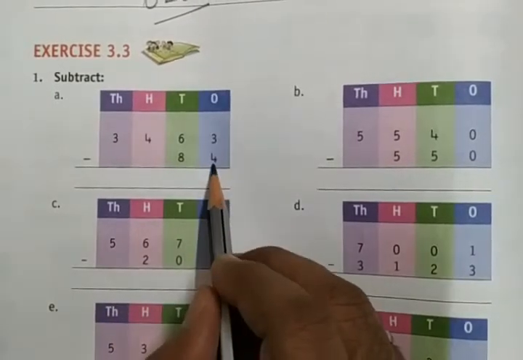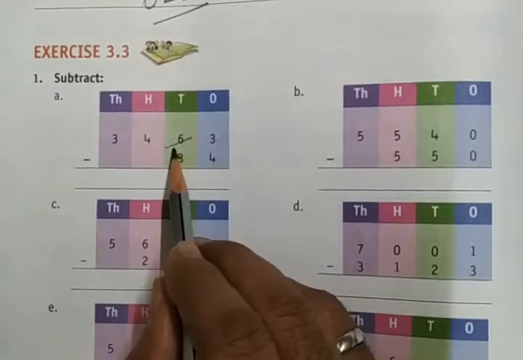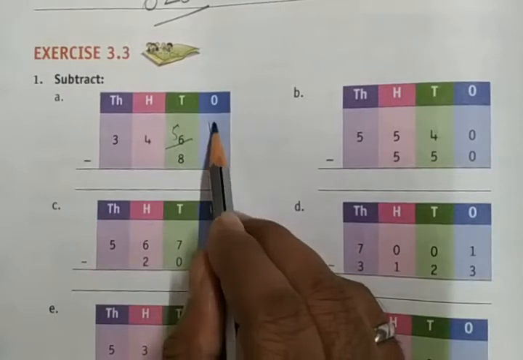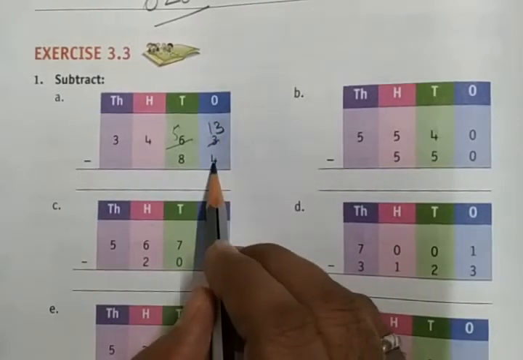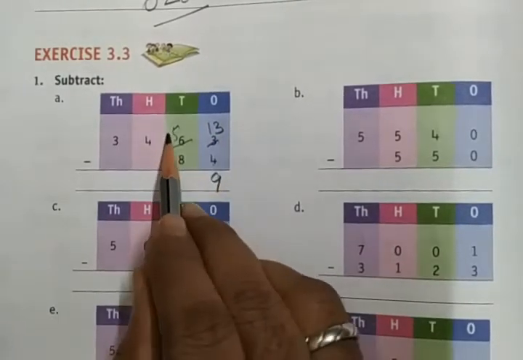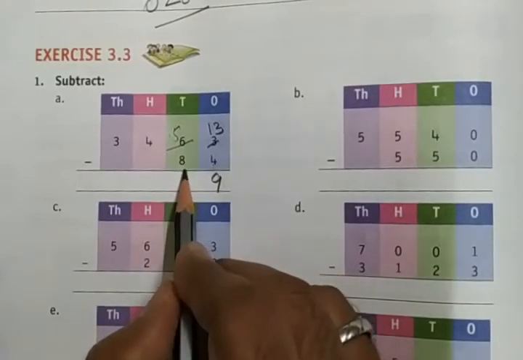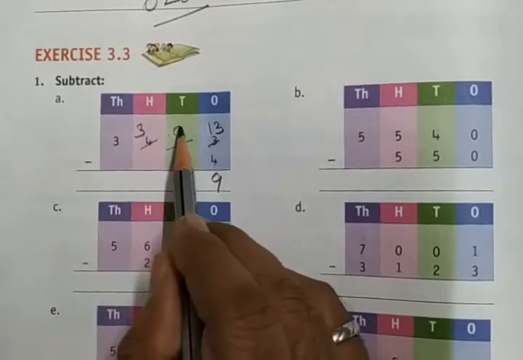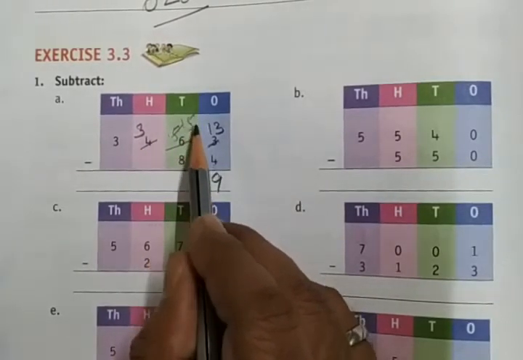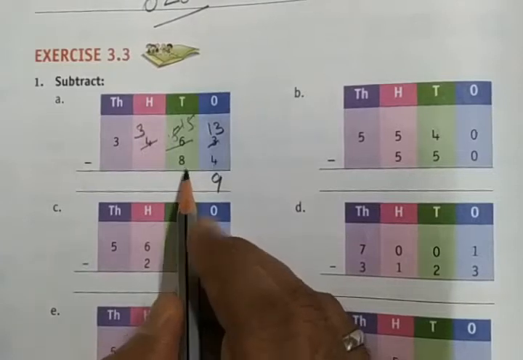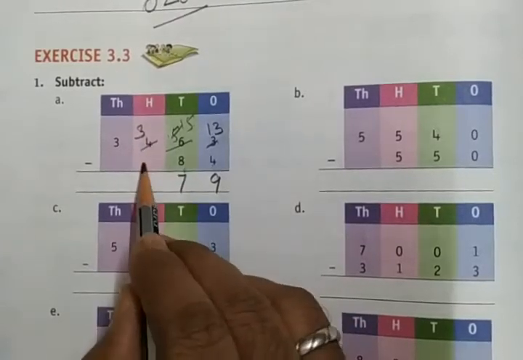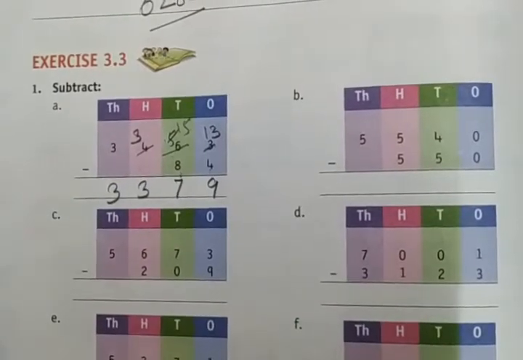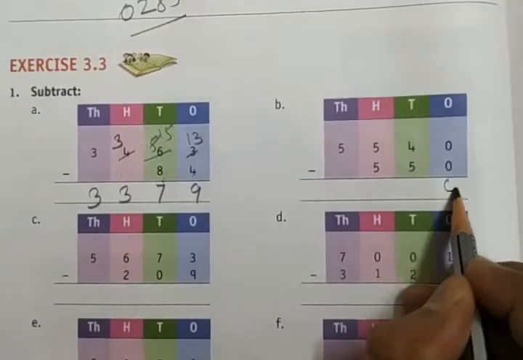So 3 minus 4 is not possible. You have to borrow. It will become 5, and here it will become 13 because 10 plus 3 is 13. 13 minus 4 is 9. 5 minus 4 is not possible to subtract. For that, you have to borrow from the hundreds place. It will become 3 and it will become 15. 15 minus 8 is 7. 3 below, no number, write down 3 as it is. That's it. 0 minus 0 is 0.